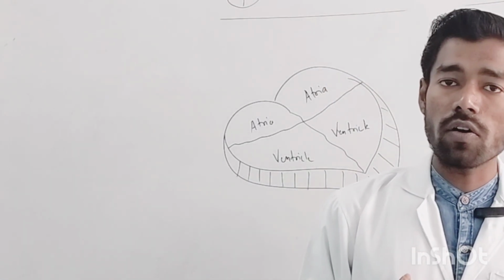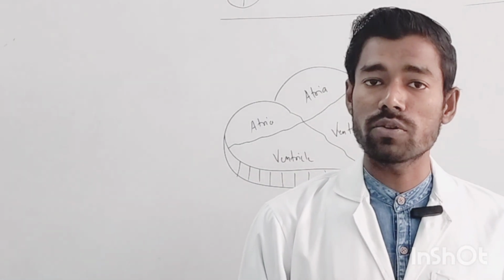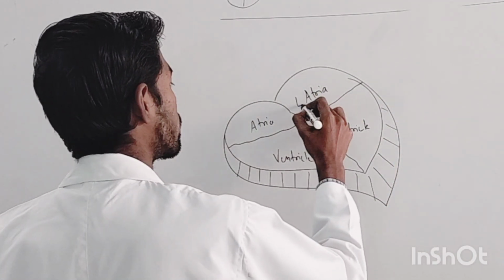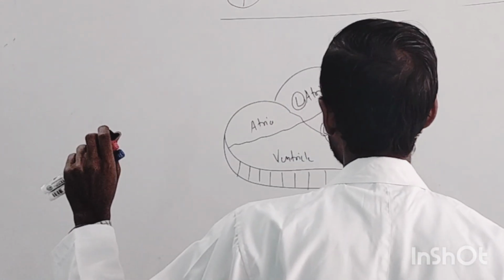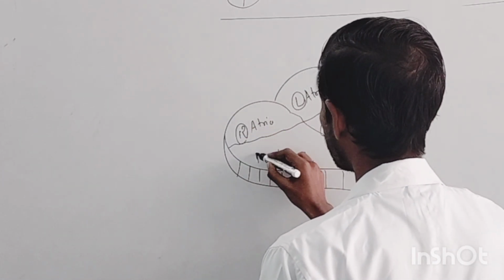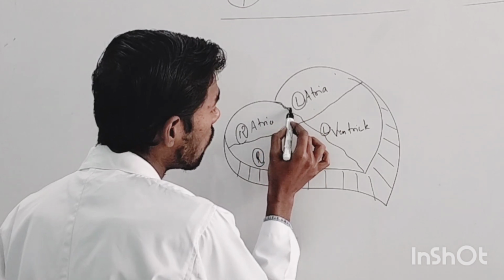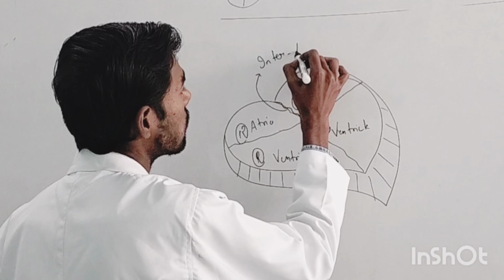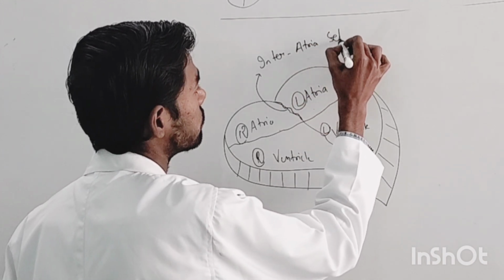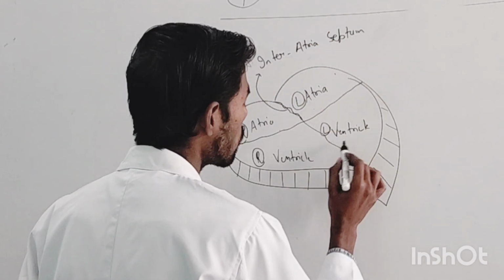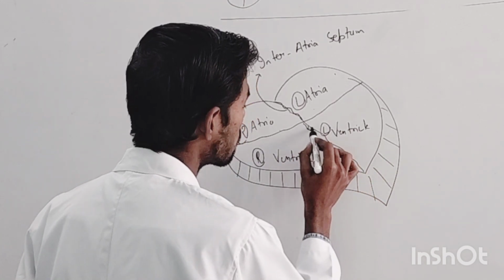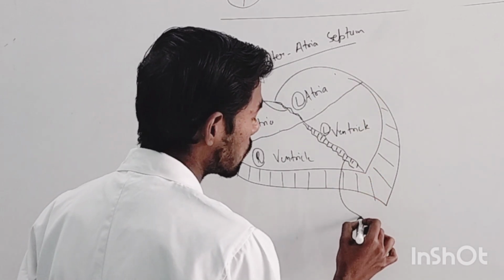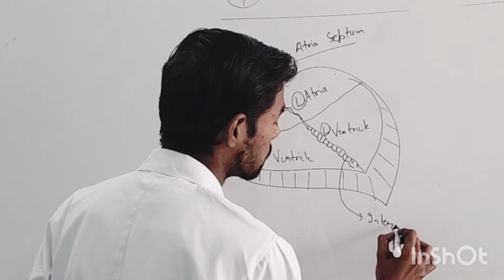Whenever we name the side of a chamber, always remember it is opposite to yours. Meaning if this is your right hand, this is going to be the left side. And if this is your left side, this is going to be your right side. There is a thin wall between the two atria, and we call this the interatrial septum. Similarly, there is a wall between the two ventricles, but it is much thicker than the interatrial septum, and we call this the interventricular septum.